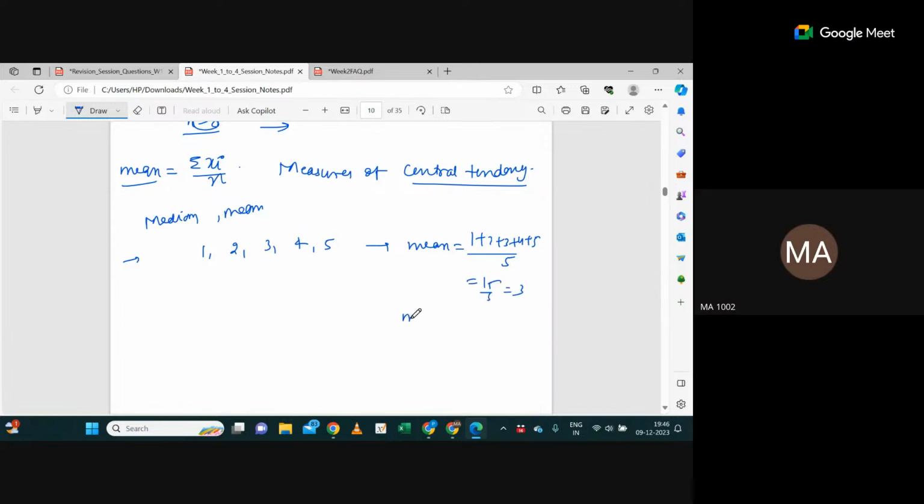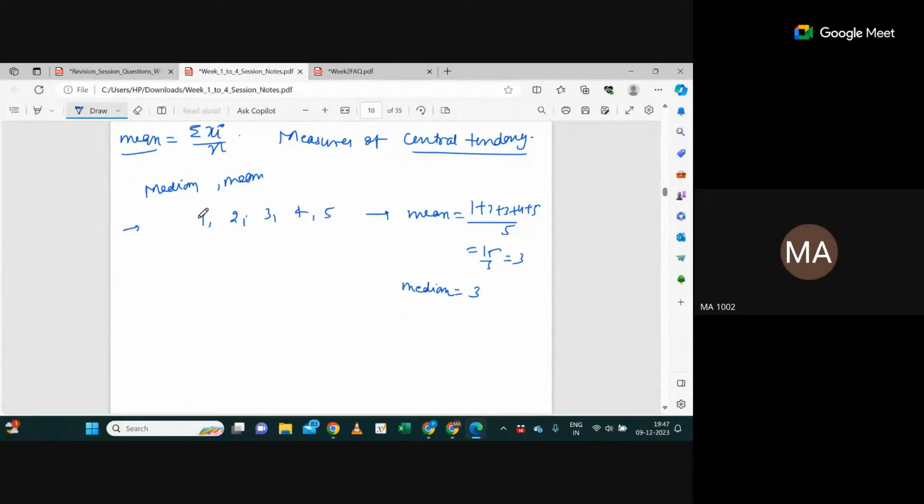And what is the median for this data set? It's 3 itself. The median is the middle observation, right? It's already in ascending order, right? Yes or no? Are you getting it? Okay, for example, there is one extreme value in my data set. Let's say 1, 2, 3, 4, and instead of 5, let's say 500. What will be the mean of this?